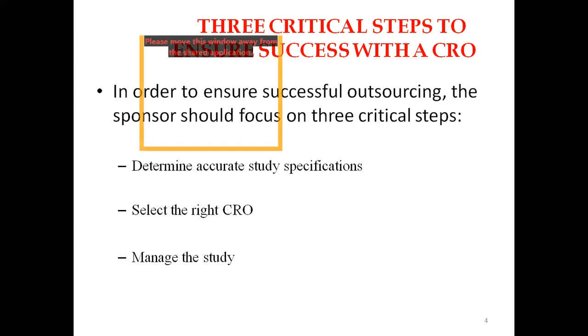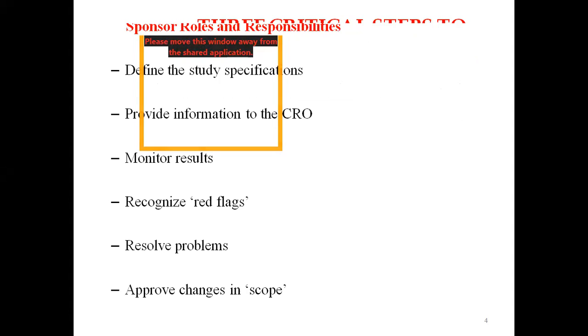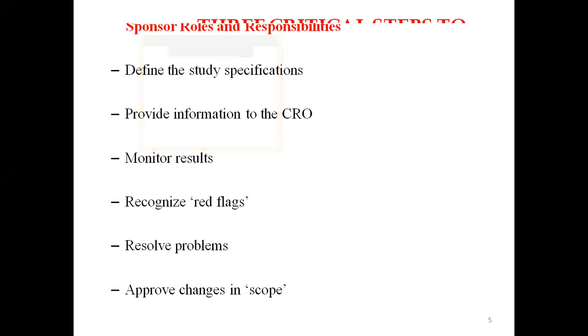With the proper CRO, you get the proper success. The three critical steps you need to follow are: determine the accurate study specifications and select the right CRO; decide how you are going to manage the study; and define the exact sponsor's roles and responsibilities in your studies. The sponsor will define the study specifications and provide the information.